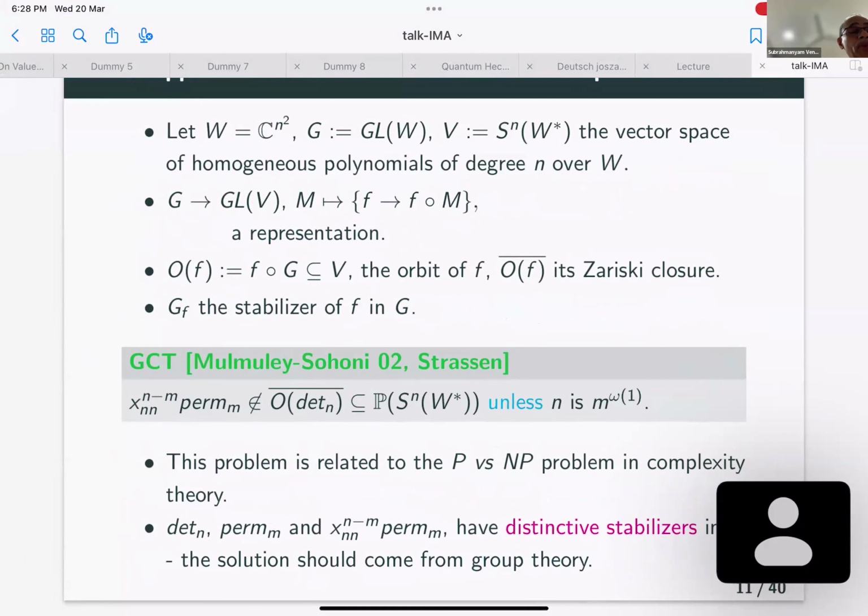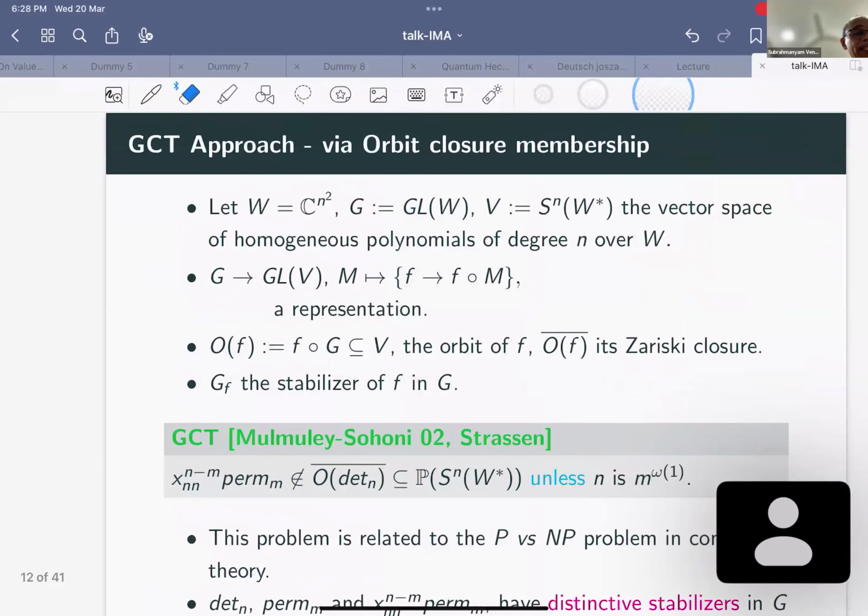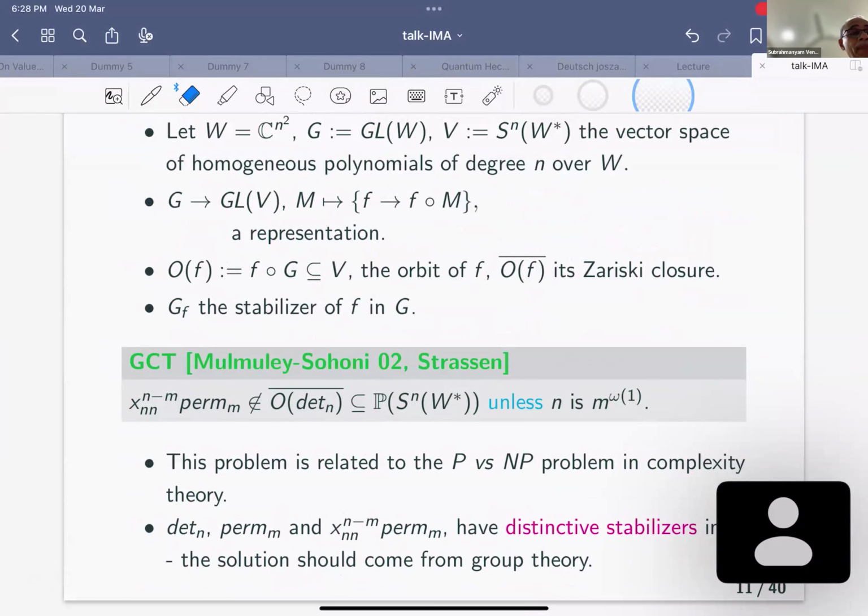One of their main contributions is to observe that these polynomials that we have looked at, the determinant and permanent, have distinctive stabilizers. By distinctive stabilizers, I mean they are the only forms with that property. The determinant polynomial is the only form, up to multiplication by a constant, whose stabilizer in this GL(W) is the stabilizer of the determinant. One can write down explicitly what its stabilizer is, and one can show that the only polynomial with that stabilizer is the determinant polynomial.